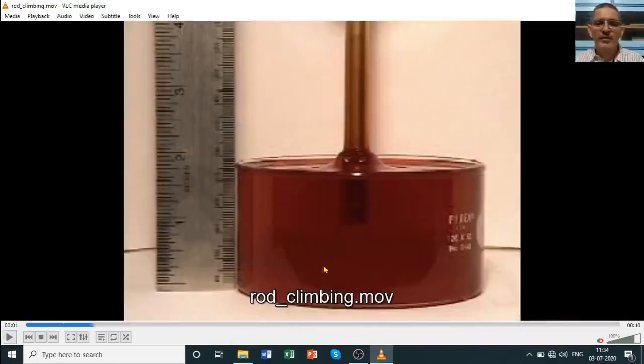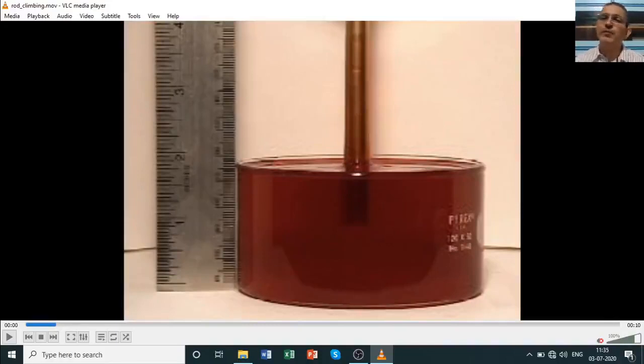Another behavior you might see. So imagine that this is some red liquid, and there is a stirrer here. So just a rod, and this rod is rotating. What would you expect if it was water? You would expect a vortex to form, right? Now you see what happens.